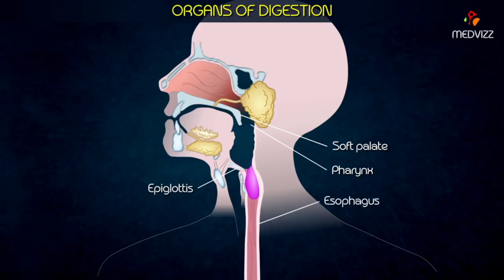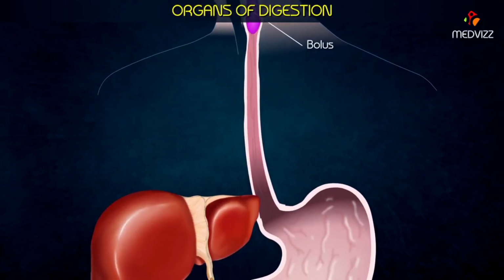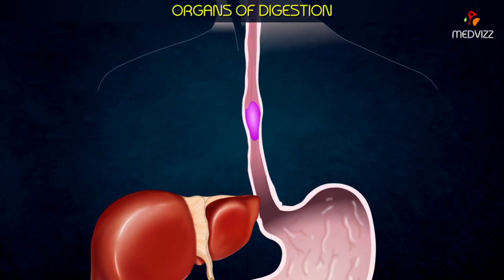The one-way movement of the food mass, now called the bolus, is controlled by a wave-like involuntary muscle contraction. This movement is known as peristalsis.